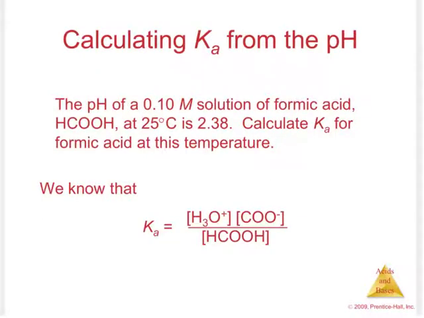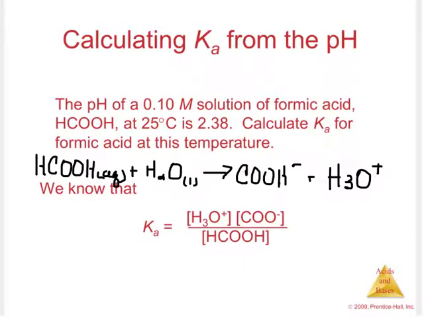In this unit, we're talking about acids and bases. And so what we're going to do is determine how to calculate a Ka if we know the pH of a solution. So formic acid is a weak acid, and when it dissociates in water, it's going to form formate ions and hydronium ions. And if we wrote the equilibrium expression for this process, it would look like this.